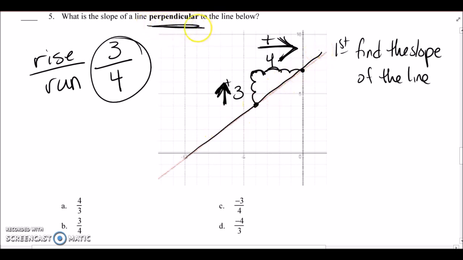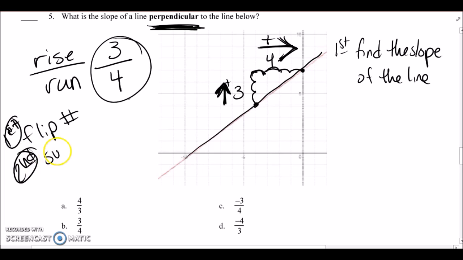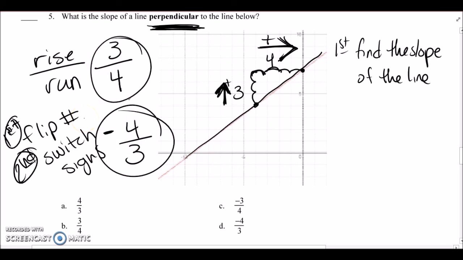Now, what's it asking for? A perpendicular. So we need to find the perpendicular slope to this. Well, remember, for perpendicular, you have to flip the number and switch the sign. So I'm going to flip it, and it becomes 4 over 3. Change the sign: this one is positive, so now it's negative. I'm looking for a slope of negative 4 over 3. It's not this one, not this one, not that one. There it is.